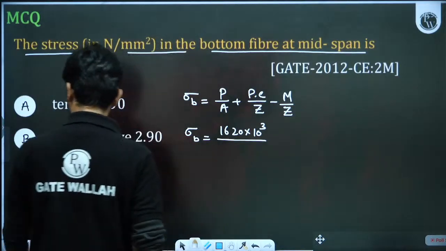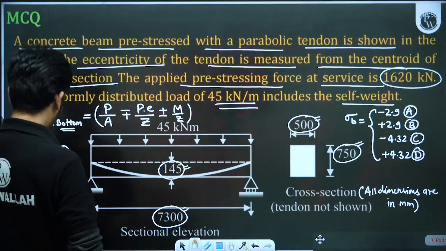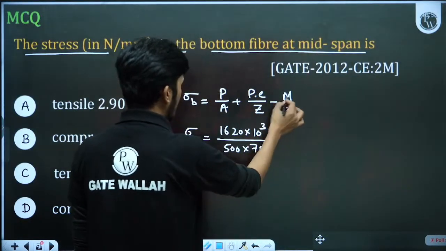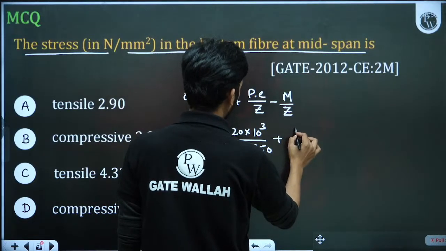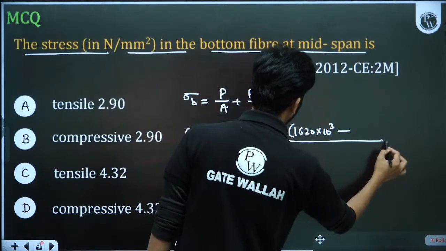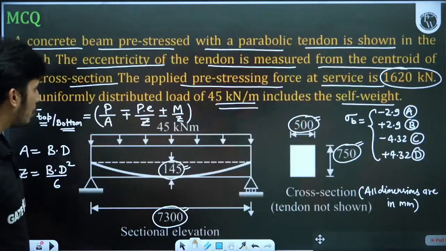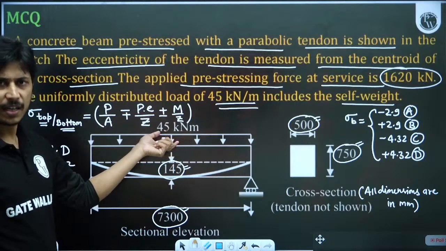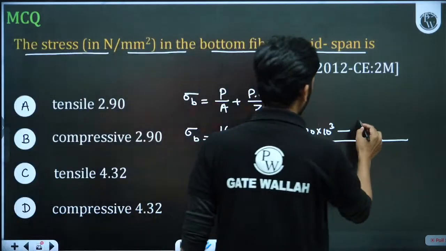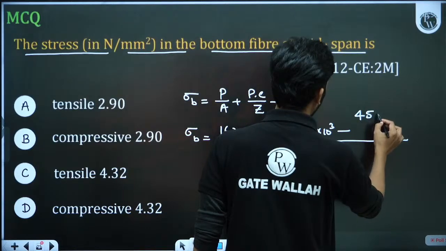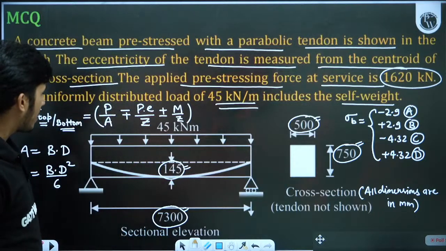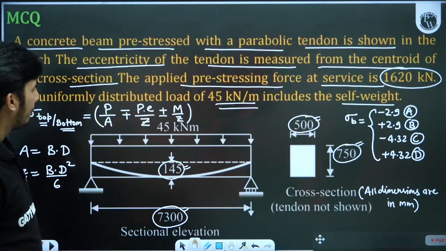Upon area, area is how much? Area is given as 500 by 750. So 500 into 750. Now let's take these PE and M common. So plus PE minus M. So P is 1620 into 10 raised to power 3 minus M, because Z is divided by both values. So minus M. M will be how much? 45 kilonewton meter is the load. So in Newton mm it will be 45 into 10 raised to power 6, no?